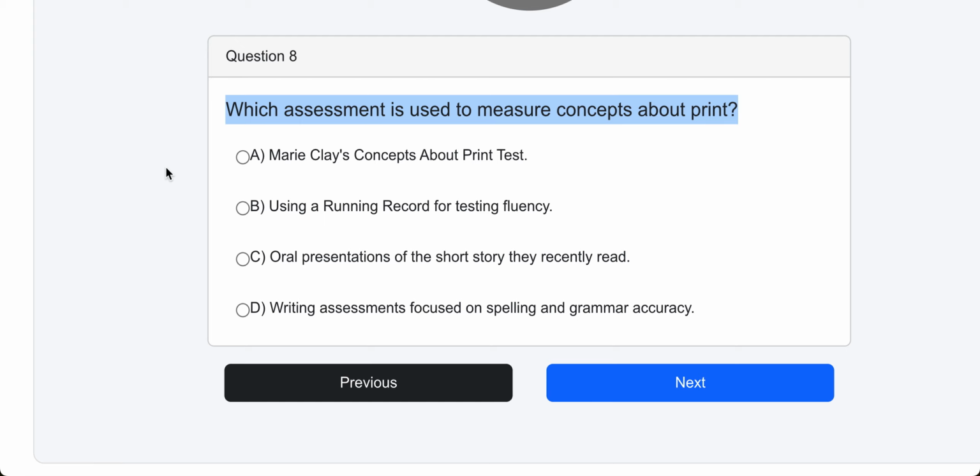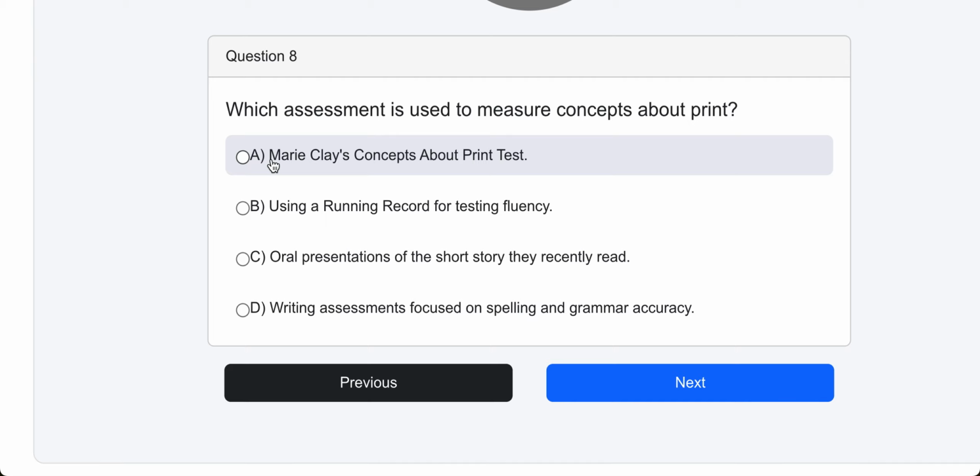All right, so take a moment here. Is it A, B, C, or D? All right, so Marie Clay's concepts about print test is specifically designed to assess a child's understanding of print concepts. So we're going to go with answer option A. Is that what you got too? Great. Moving on to question number 9.